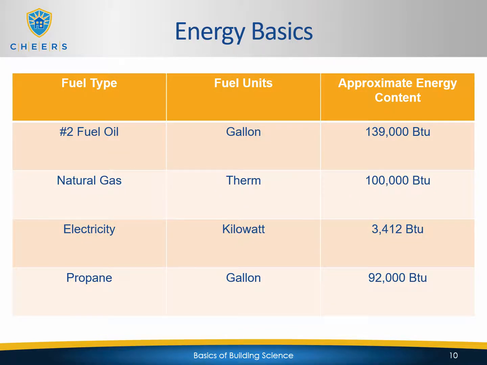Again, you don't have to memorize this chart, but this is just to give you an idea of what we just talked about. On the left hand side, you'll see the fuel type. In the middle column, you'll see the fuel units, basically the units that that particular fuel is measured in. And then the amount of BTUs that each one of those units holds. You can see the difference between the four different ones.